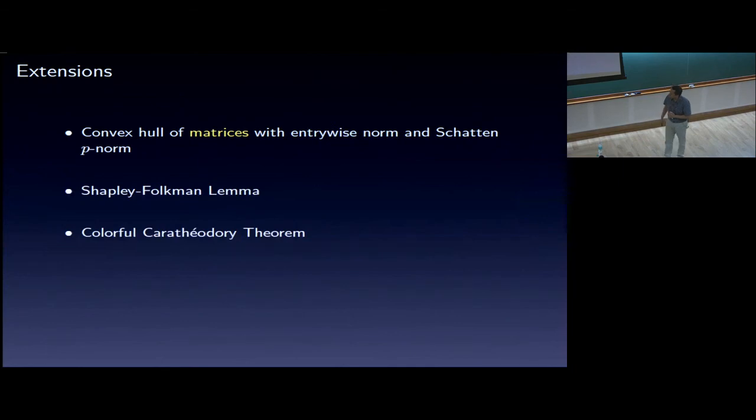And there are some other extensions to what's called the Shapley-Folkman lemma, again, like a Minkowski sum of convex hulls. There's a nice result called the colorful Caratheodory theorem. Talk to me about this offline. You can get approximate versions of this theorem as well using the machinery I mentioned. So I'll stop here. Thank you.